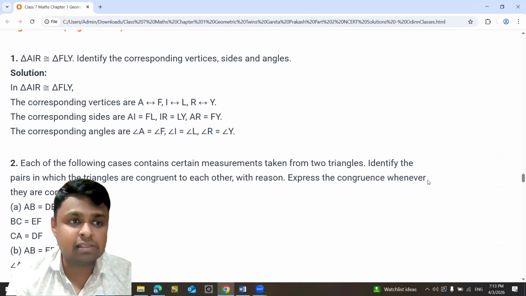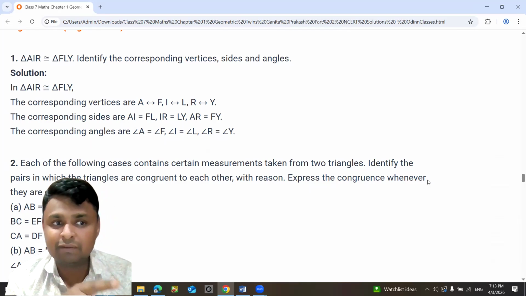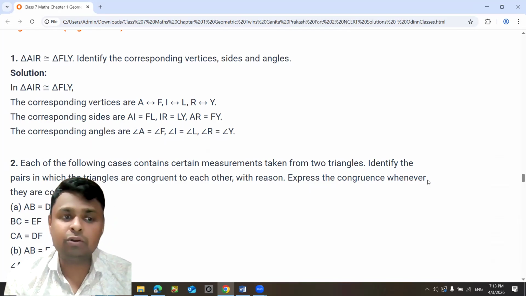Now write down the angles. Angle A congruent to angle F. In front of A, there is F. That's why. So corresponding angles, I congruent to L and R congruent to Y.